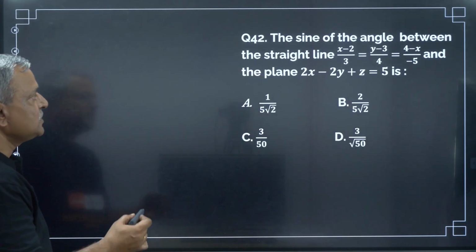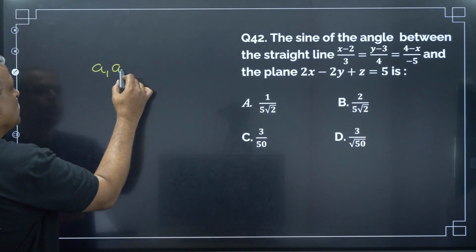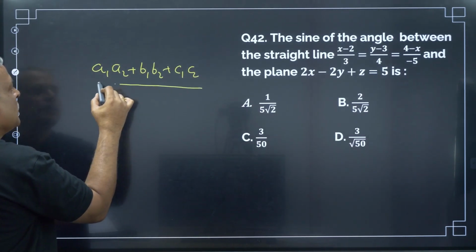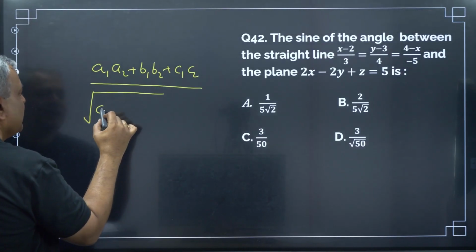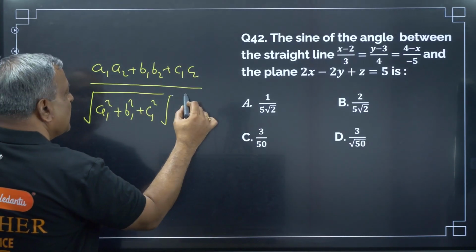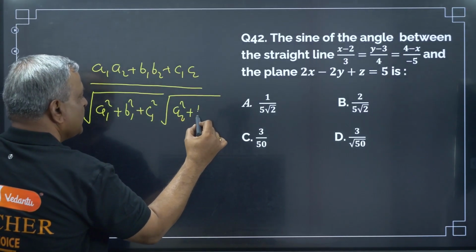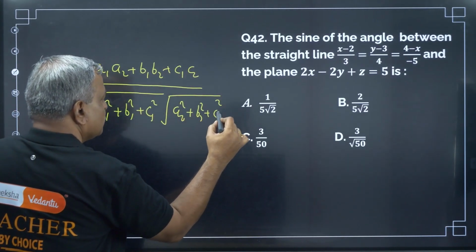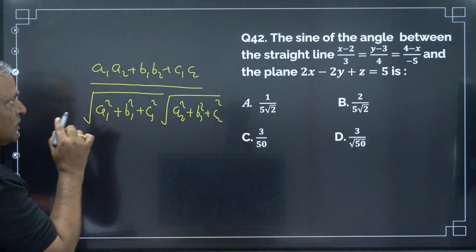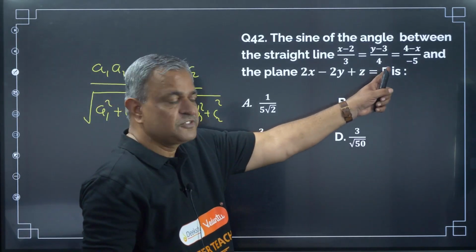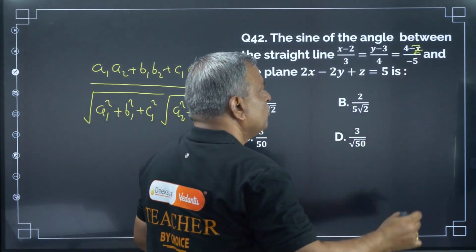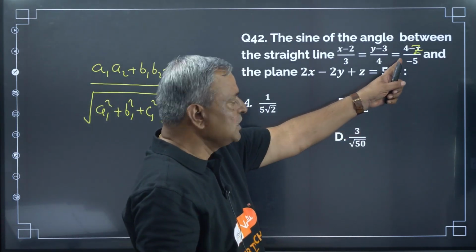Angle between, same formula, A1 A2 plus B1 B2 plus C1 C2 by under root of A1 square plus B1 square plus C1 square under root of A2 square plus B2 square plus C2 square. I think I told the time is 40 seconds. Okay, substitute. Here the students have made a mistake. It is 4 minus z, a typographical error, 4 minus z. I think in the question paper it is written z only.